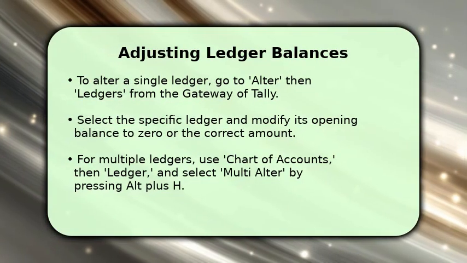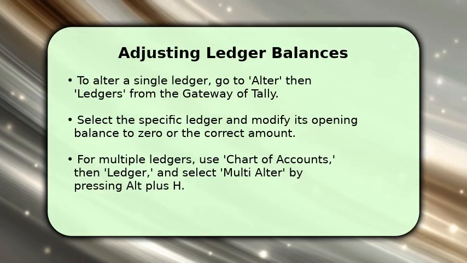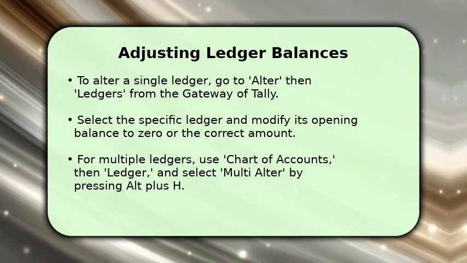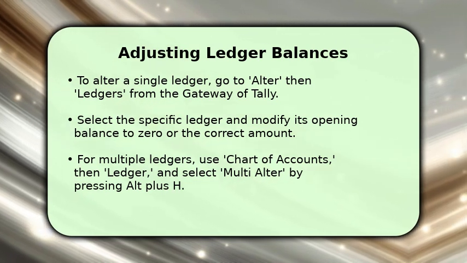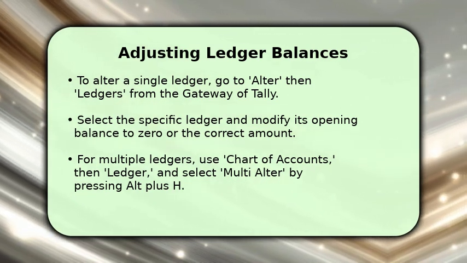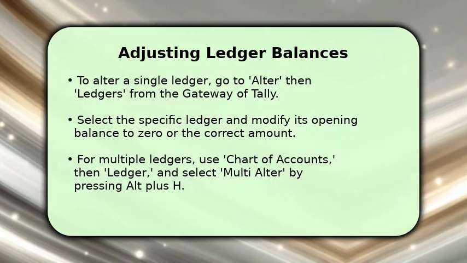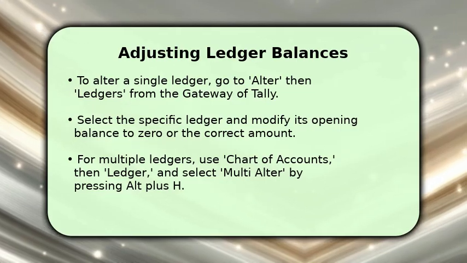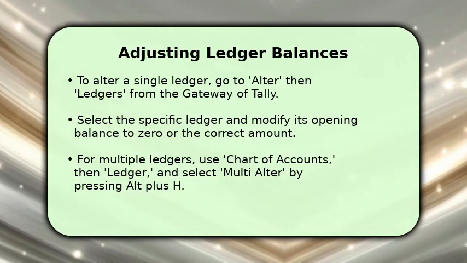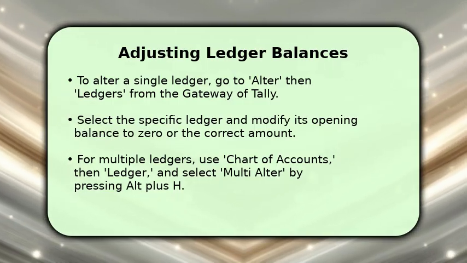Now let's correct those balances. For individual ledgers, go to Alter from the gateway of Tally, select Ledgers, and choose the specific ledger to adjust its opening balance. To efficiently manage multiple ledgers, navigate to Chart of Accounts, then Ledger, and press Alt+H for Multi-Masters, selecting Multi-Alter. Here, you can change several balances at once. A powerful shortcut, Alt+B, allows you to set all opening balances to 0 instantly.